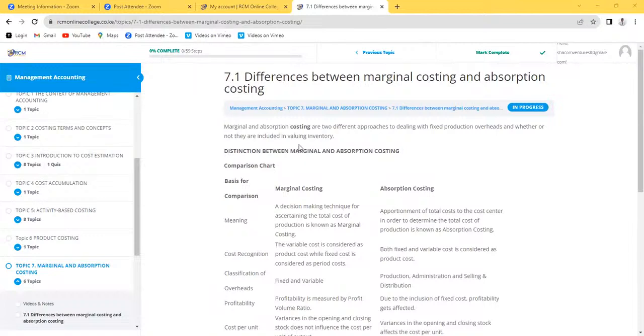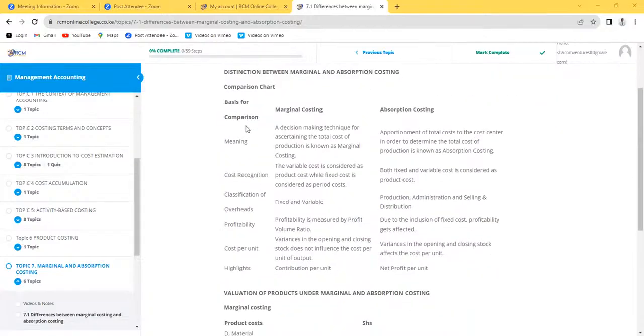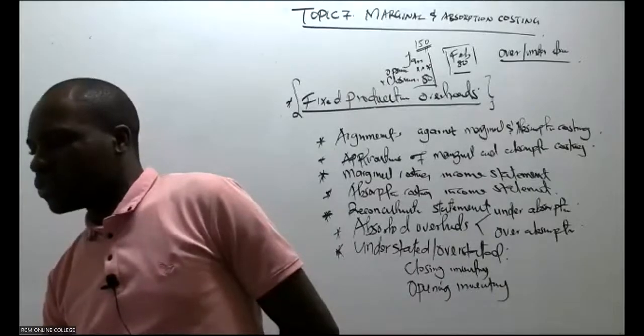Now, if you compare the distinction between the two based on meaning: marginal costing is a decision-making technique for ascertaining the total cost of production, while absorption costing is the apportionment of total cost to the cost center in order to determine the total cost of production. Now, this is what we need to understand.